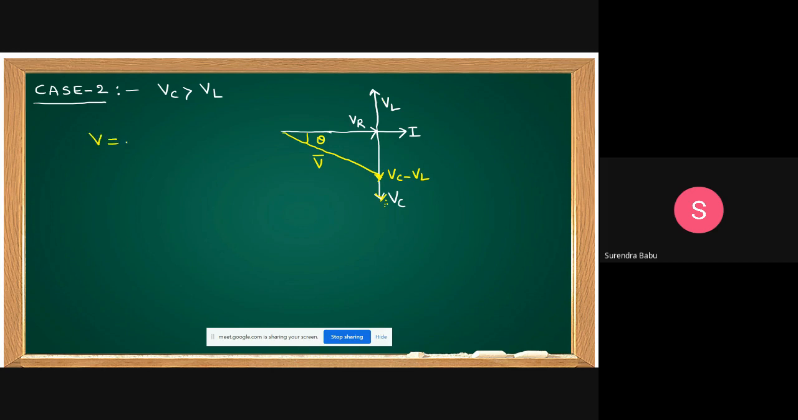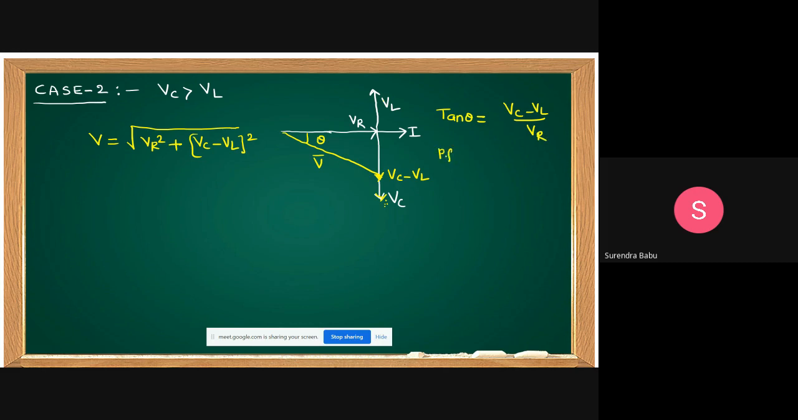Clear, friends? Now here also you can write what is the V? V equal to square root of VR square plus VC minus VL, not VL minus VC, VC minus VL whole square. Then what is the tan theta? Tan theta equal to opposite by adjacent, VC minus VL by VR.